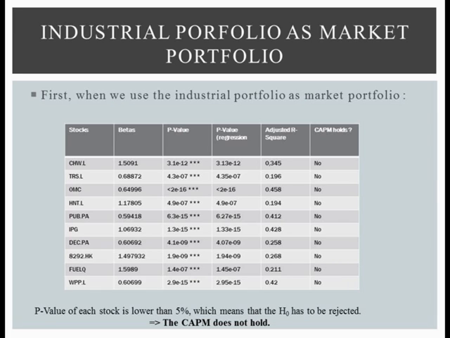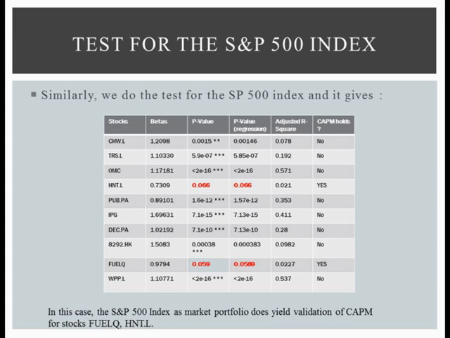After, we made the test for the S&P 500 index, and we obtained the following results. You can see the results on the slides, and in this case, the S&P 500 index as a market portfolio does yield validation of the capital asset pricing model for stocks FuelQ and HNT.L. So these were our results for questions 3b and 4.